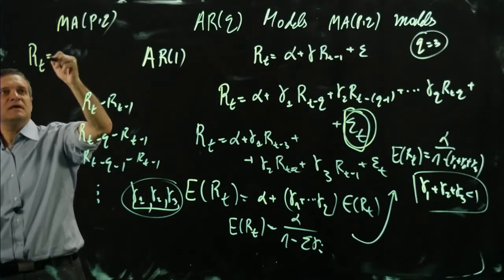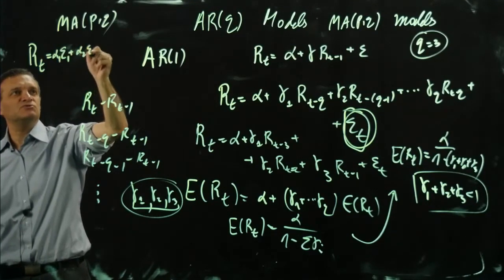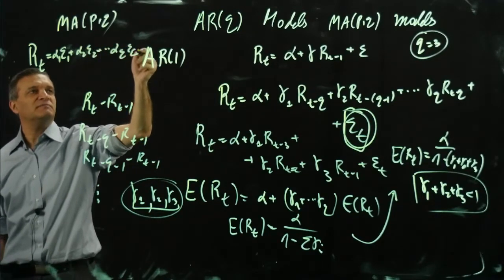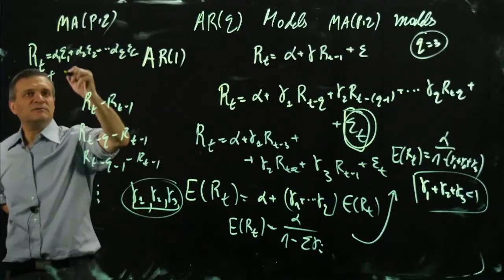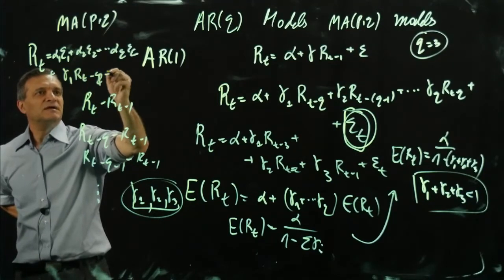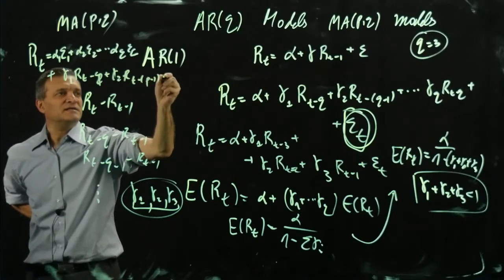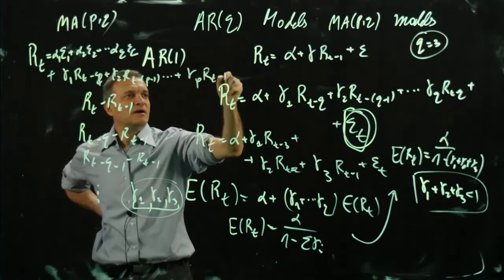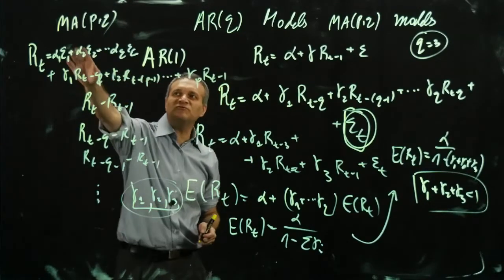R_t equals alpha 1 epsilon 1, alpha 2 epsilon 2, and so on, up to alpha q epsilon q, plus, and now you are going to put the R's: gamma 1 R_{t-p} plus gamma 2 R_{t-p-1}, and so on, plus gamma p times R_{t-1}. Okay? So this is what is called moving averages.